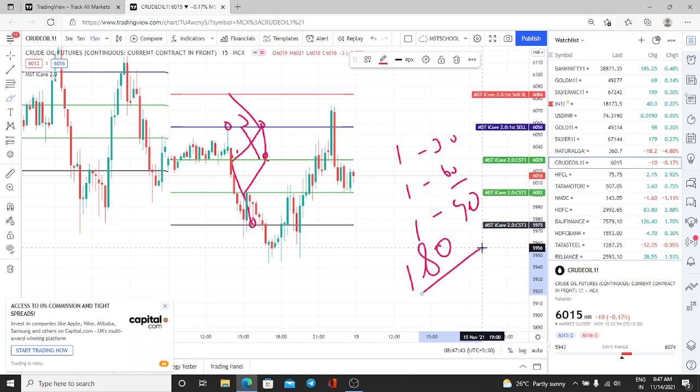Now what is the problem with taking 3 lots? Suppose the SL hits, as per our strategy we have to take double lots, I mean 6 lots. So you must have sufficient capital to take 6 lots, so that overall you will get the profit. If one day you trade 3 lots, another day 6 lots, another day 1 lot, then you will not get consistent profit. So this is how you have to keep your position sizing.